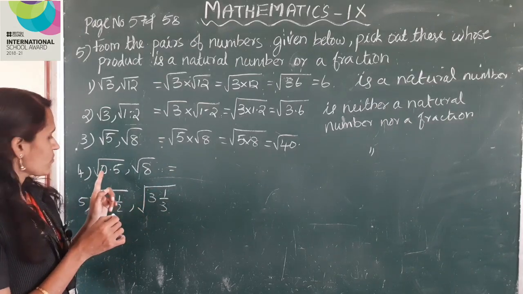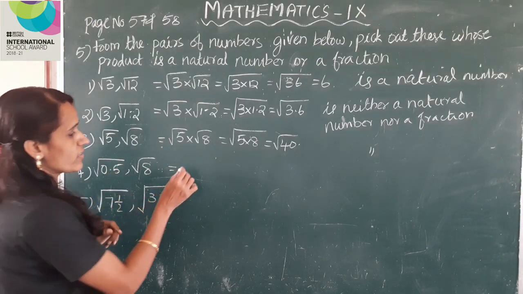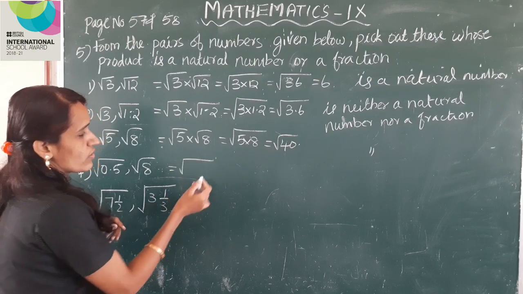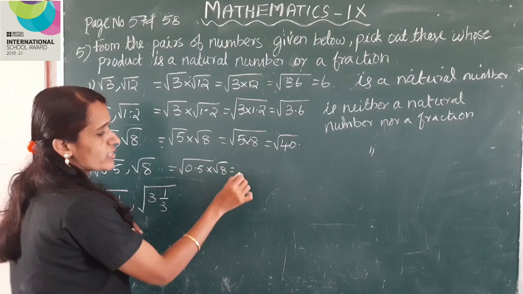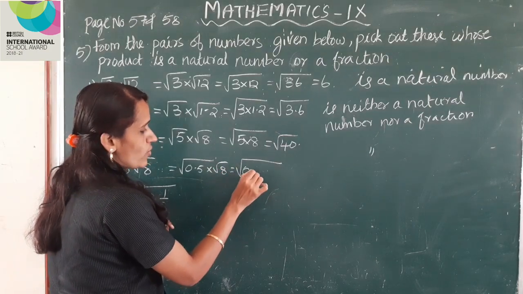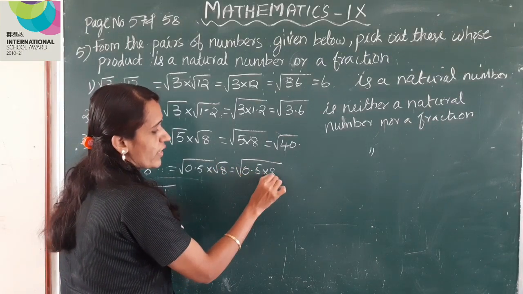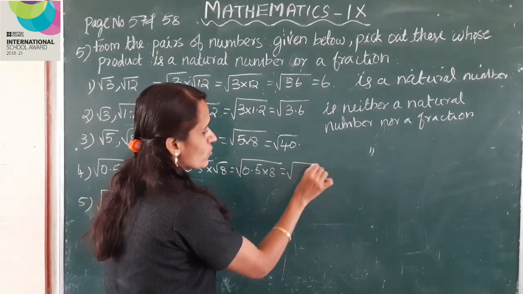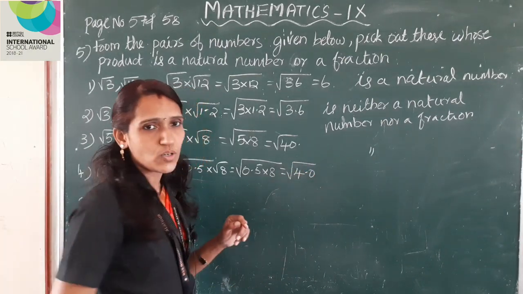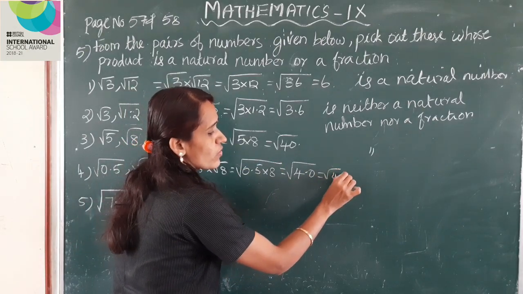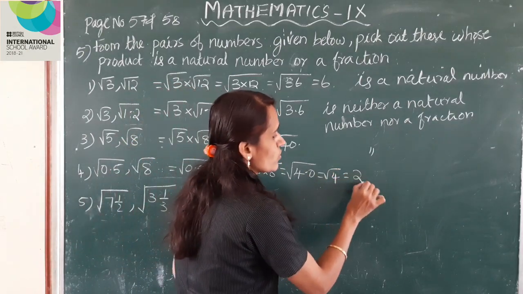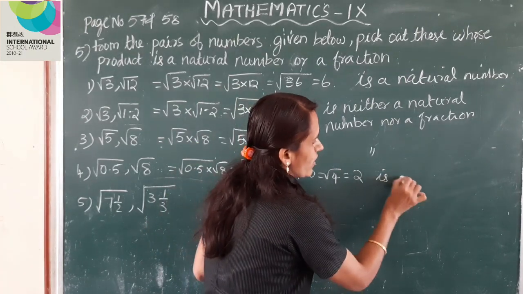Okay. Next, the fourth one is root 0.5, root 8. Root 0.5 into root 8 is root of 0.5 into 8, which is root 4.0. 4.0 is 4, and root 4 is equal to 2. 2 is a natural number.